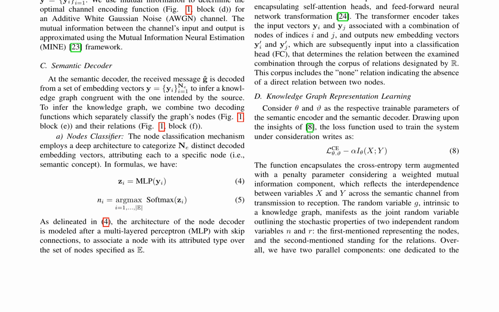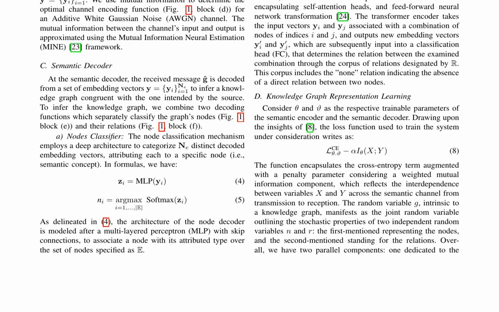The decoder combines two decoding functions, a node classifier and a relation classifier. The node classifier, modeled after a multi-layered perceptron (MLP) with skip connections, categorizes n distinct decoded embedding vectors, attributing each to a specific node. The relation classifier reconstructs the edges within the knowledge graph by utilizing node representations obtained from the graph encoder, processing combinations of embeddings to associate commensurate relations.